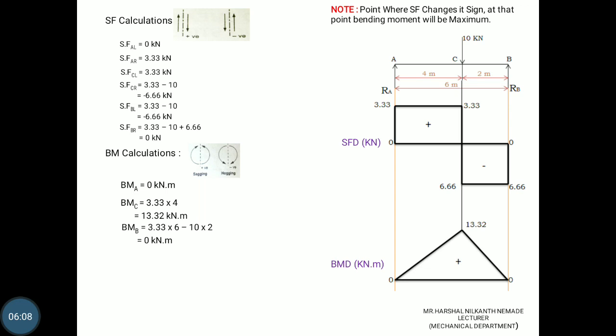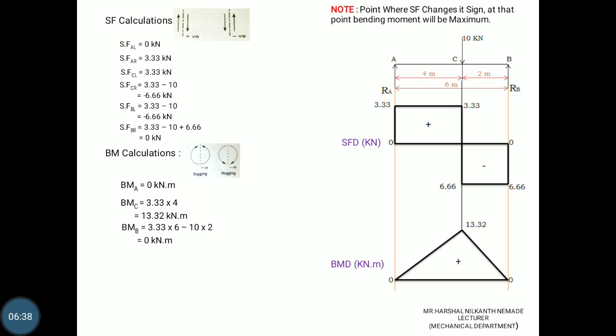Bending moment at B point, 3.33 multiplied by 6 minus 10 multiplied by 2. So I will get 0 kilonewton meter. Whatever I got, I will mark on the diagram. So I will make one straight line 0 0. Bending moment at A point is 0 and bending moment at B point is 0. I will make a straight line.